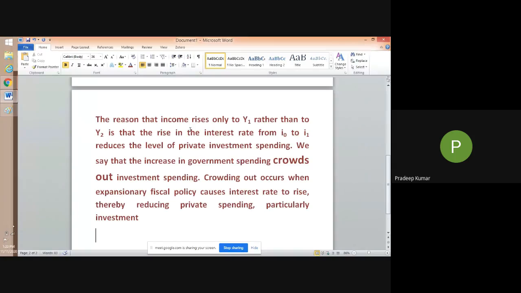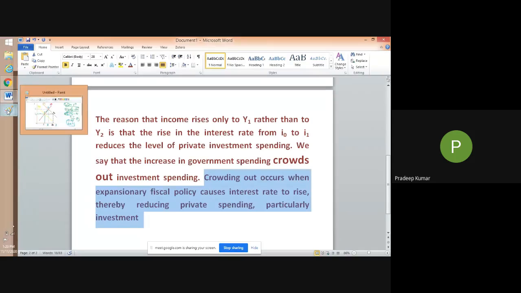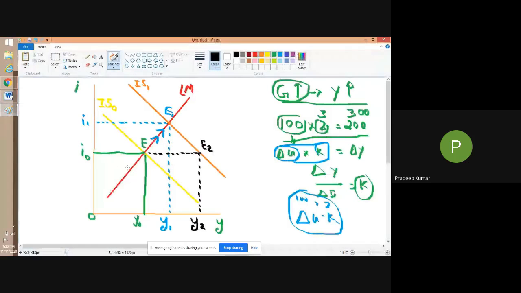We explain this with the help of this paragraph. The reason that income rises only to Y1 rather than to Y2 is that the rise in the interest rate from I0 to I1 reduces the level of private investment spending. We say that the increase in government spending crowds out private investment spending. Crowding out occurs when expansionary fiscal policy causes the interest rate to rise, thereby reducing private spending, particularly the level of investment.